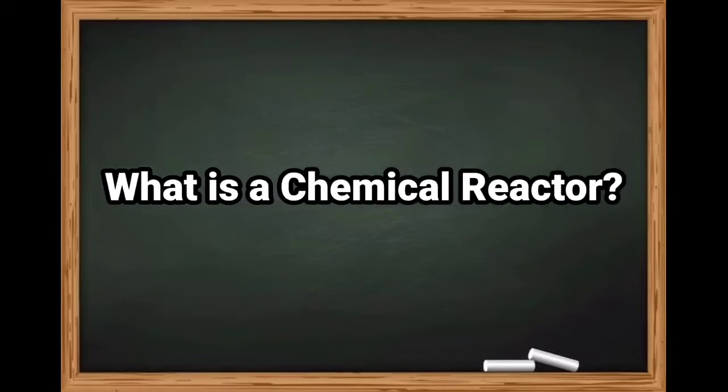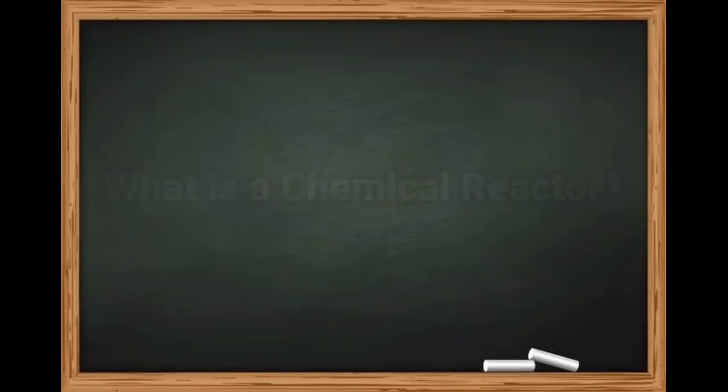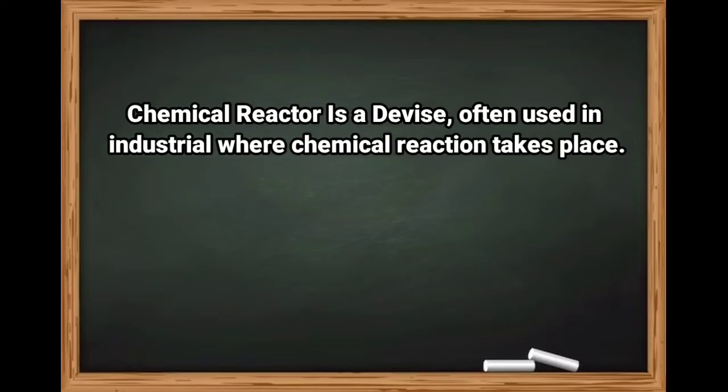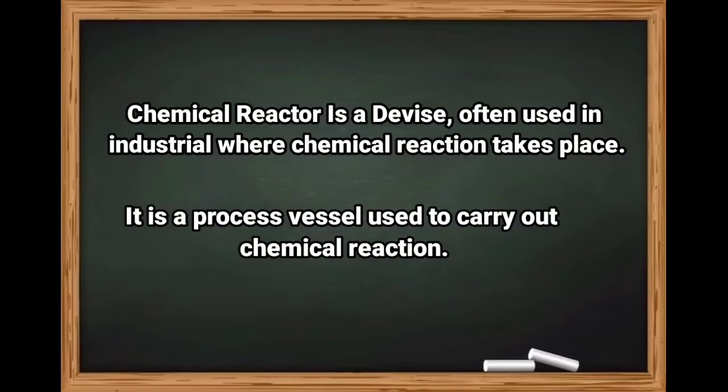First of all, what is a chemical reactor? Well, a chemical reactor is a device, most often used in industry, in which chemical reactions take place. It is generally understood to be a process vessel used to carry out chemical reactions, which is one of the classic unit operations in chemical process analysis.